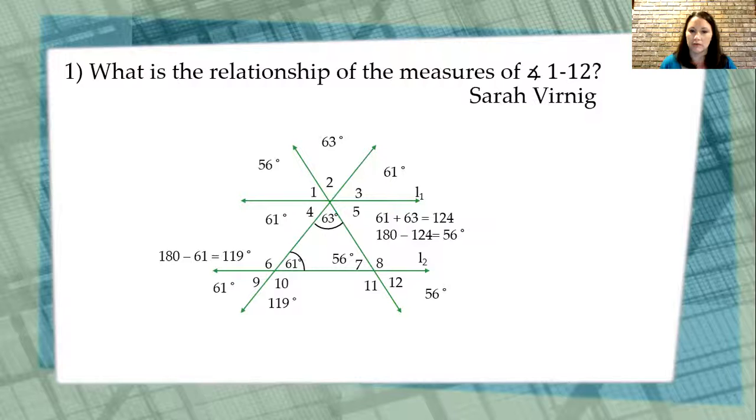Knowing both of those will help us get 8 and 11. For 8 and 11, we have 180 minus 56, which gives us 124. So if 11 is 124 degrees, angle 8 is 124 degrees. And that is how we would find the measures of these angles.